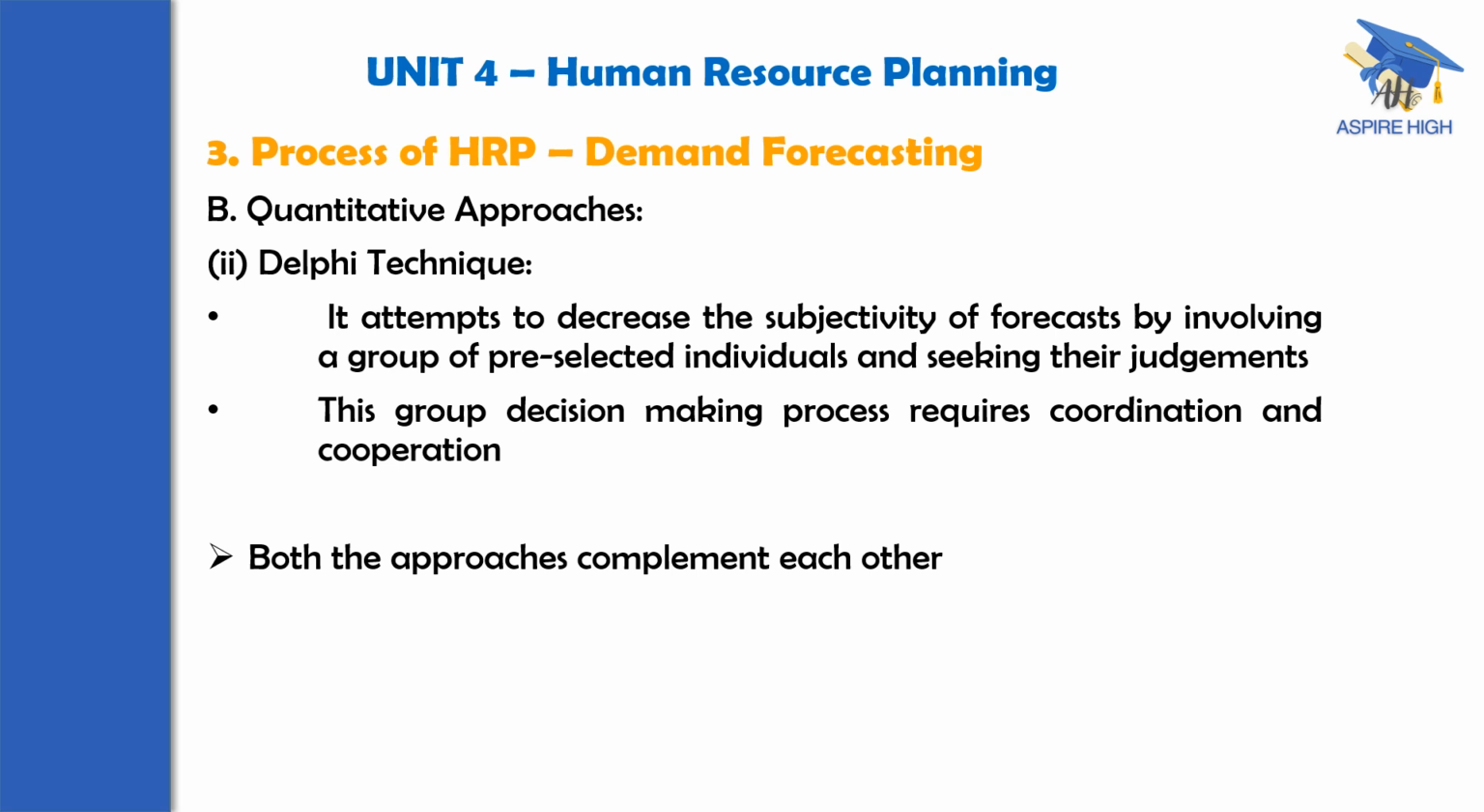The other qualitative approach is the Delphi technique. It attempts to decrease the subjectivity of forecast by involving a group of pre-selected individuals and seeking their judgments. That means instead of one individual giving his forecast based on his experience, a group of individuals will be asked, so that whatever bias or subjectivity is involved will get minimized. So based on the judgment of a group of individuals, that is a committee, that is what is called the Delphi technique. This group decision making process requires, of course, coordination and cooperation. That is always expected in any group.